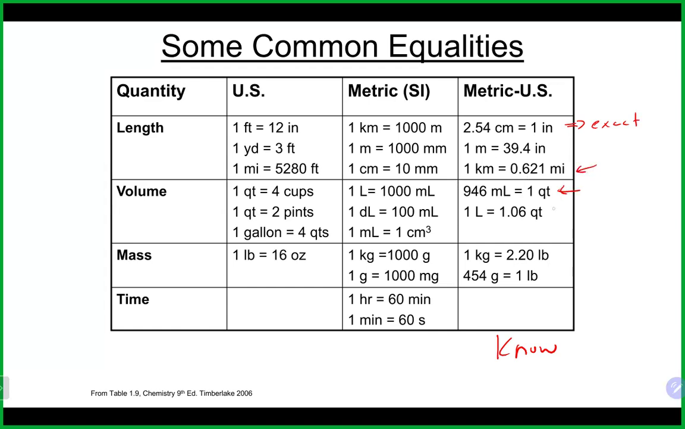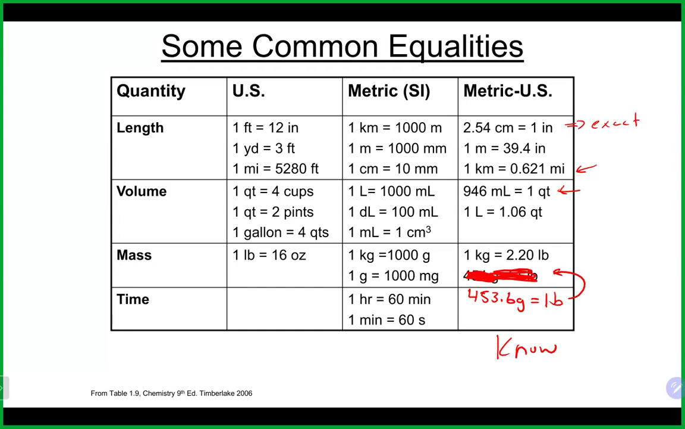So does this one a lot. 946 milliliters is 1 quart. 1 liter is 1.06 quarts. And they actually do want you to know, not that number there, but they want you to know this: 453.6 grams is 1 pound. So we'll put that one up here as well. So all of these you could write two conversion factors for. You use it for dimensional analysis.